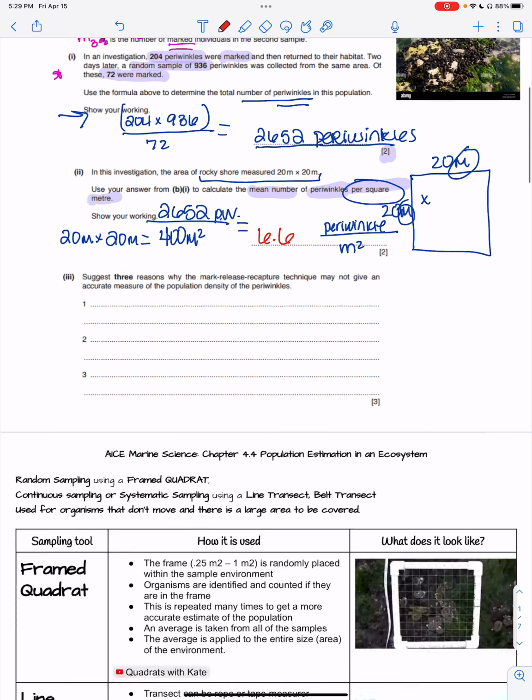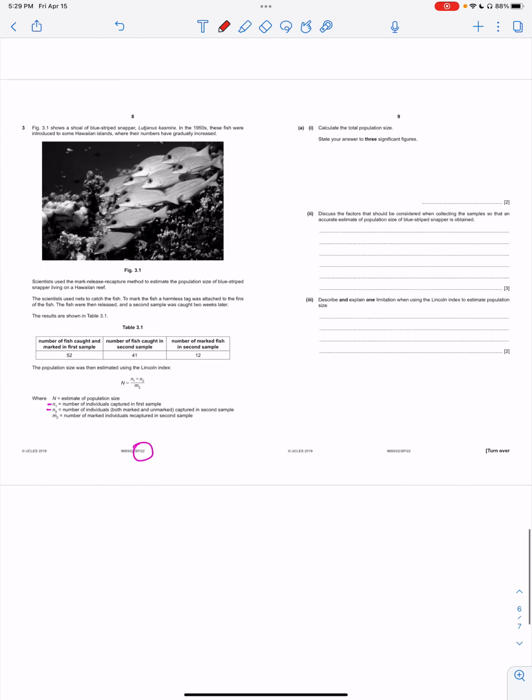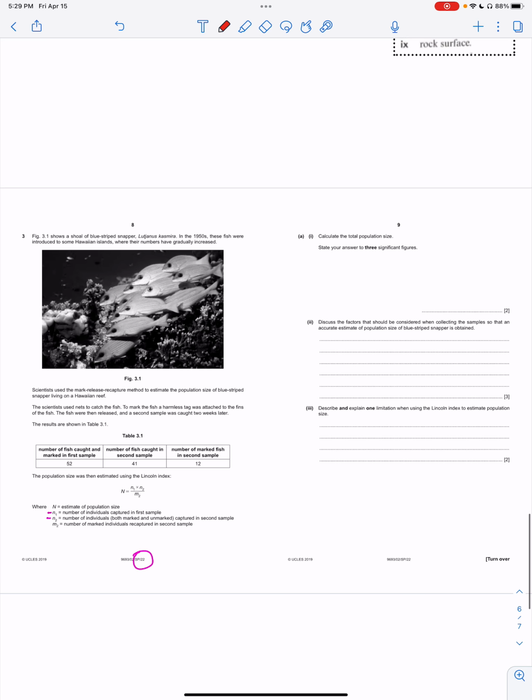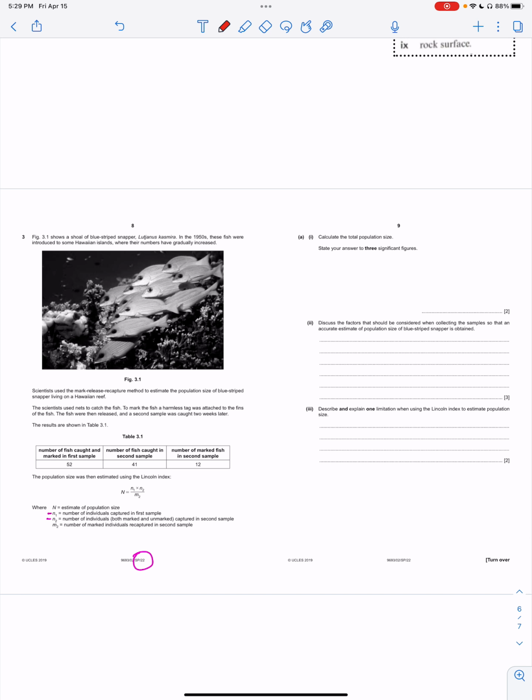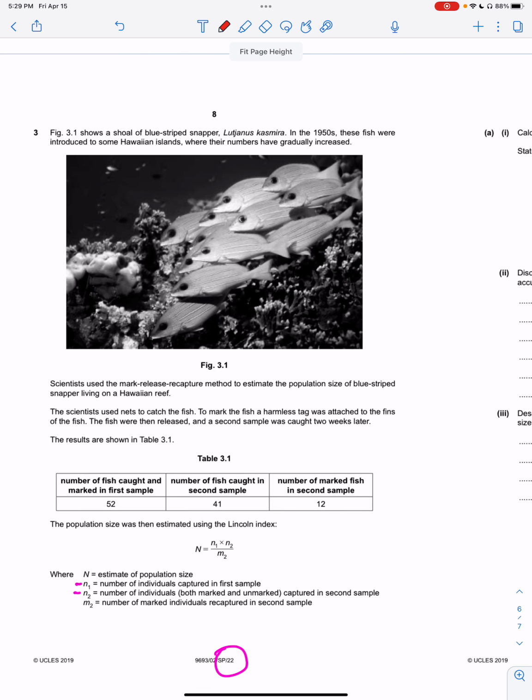Okay, and I'm going to scroll down to the bottom one. We did that one in class, and we're going to use this to calculate. We'll just do this first part, letter A. So here's a shoal of bluefin snapper. They give you the scientific name. Notice the genus is capitalized and the species is lowercase. In the 1950s, these fish were introduced to some Hawaiian islands where their numbers have gradually decreased.